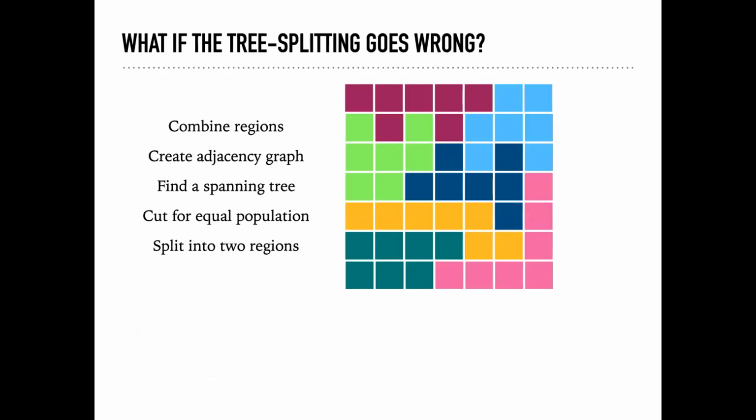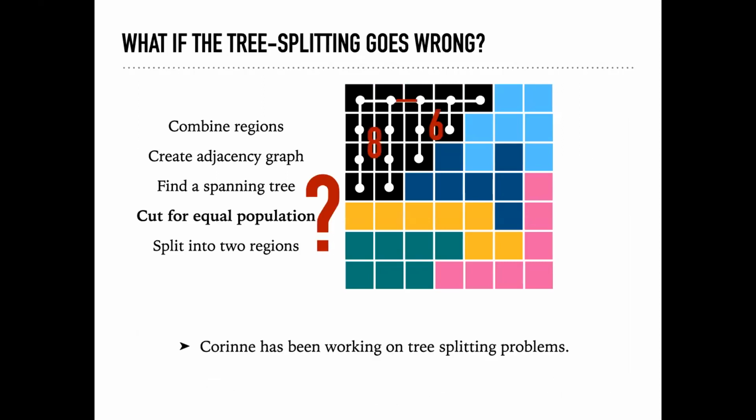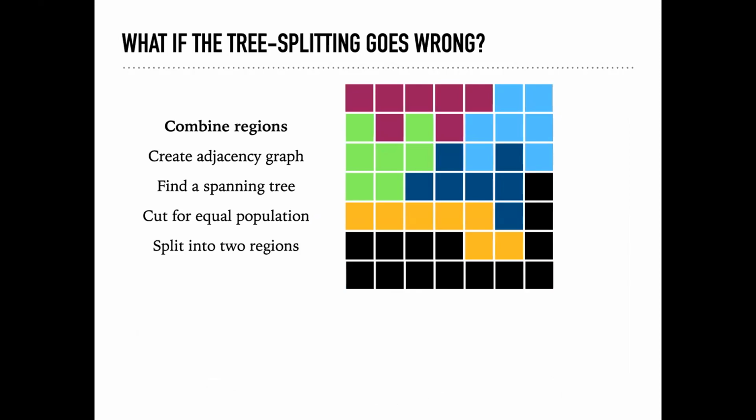And I just want to give a little introduction to what Corinne's going to talk about. I mentioned the recombination algorithm. So we combine regions, we create an adjacency graph, we find a spanning tree, we cut for equal population, but sometimes our trees just don't work. So what do you do then? Well, you ask Corinne what you should do then. And another time it might not work is if you combine regions and then you want to resplit to make new regions. But look at this. No matter how you resplit the new regions, those 7 blocks are going to have to be together. So there's only really one way to recombine.